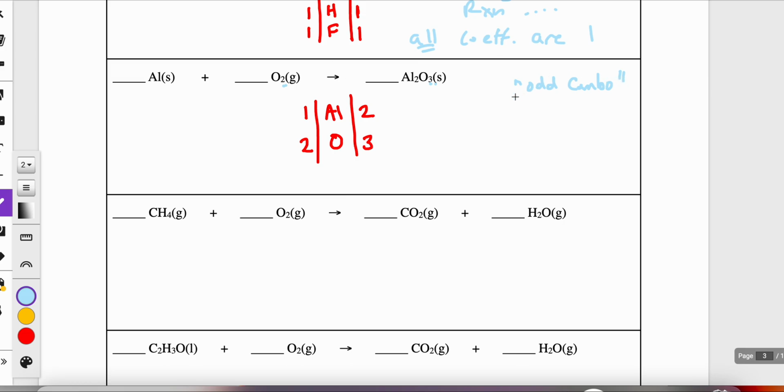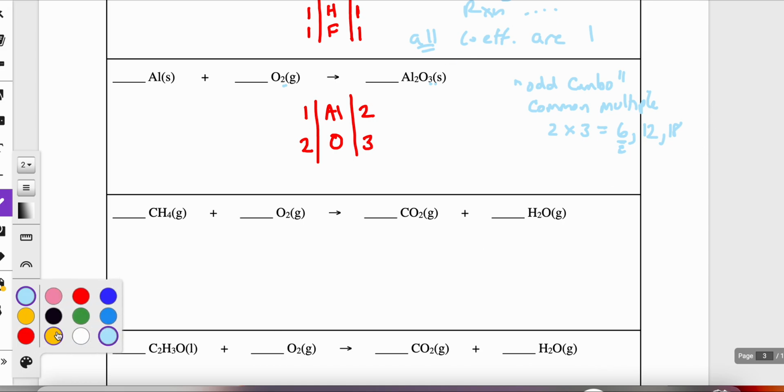And in order to correctly balance this type of reaction you have to think of a common multiple. So the easiest way to do it is, well, I have a subscript of 2 and a subscript of 3, and the common multiple between them is 6. Also, a common multiple between 2 and 3 would be 12, right? Another common multiple would be 18. So I always start with the lowest common multiple to get my job done. So take a look here.